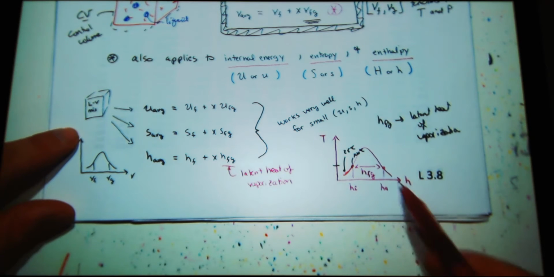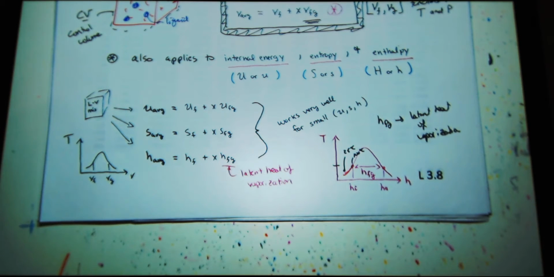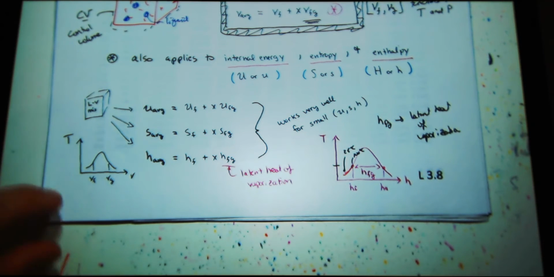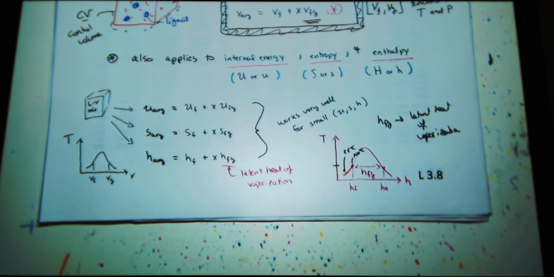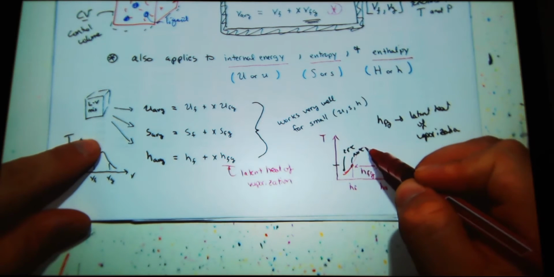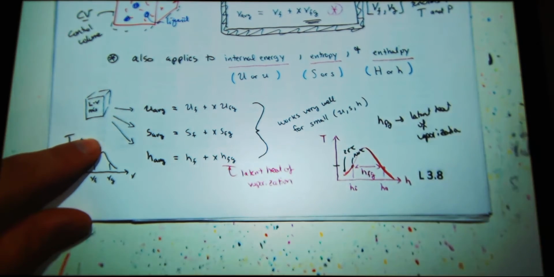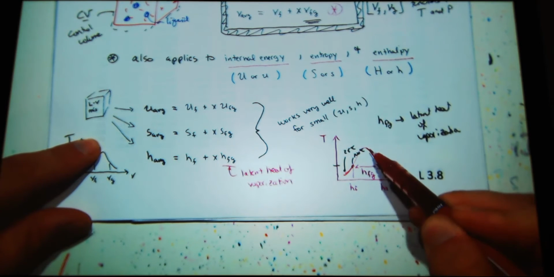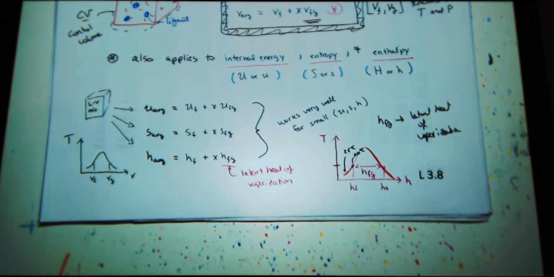So if I tell you the output of your turbine has a quality factor of 1, and I'm telling you the turbine outputs water vapor, then you know that you have to be along this line. Because all of this is x equals 1. And I might ask you to solve for the temperature of the vapor leaving.